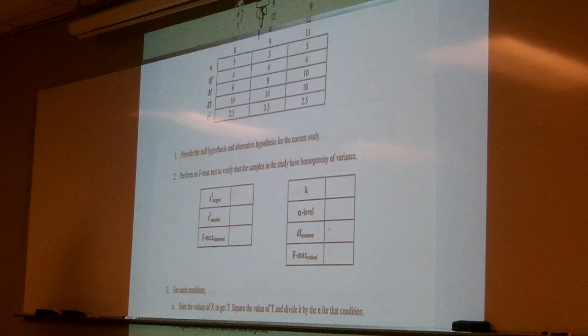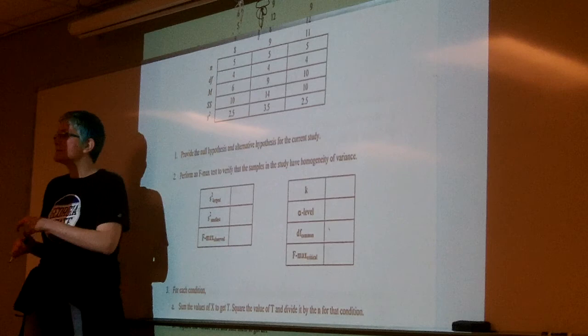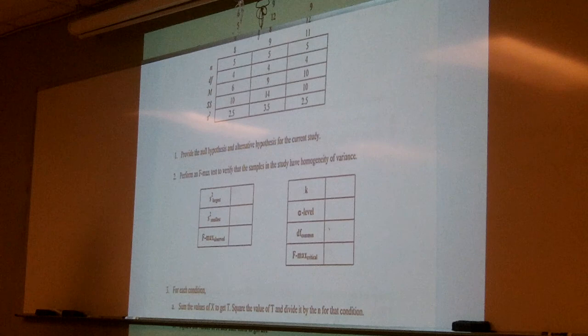I have a vote for 15.5. I see some nodding. Yep. Yeah. One more. Yes. Okay. 15.5. All right. So our Fmax observed was 1.4. Our Fmax critical is 15.5. Are we going to retain or reject the null hypothesis?